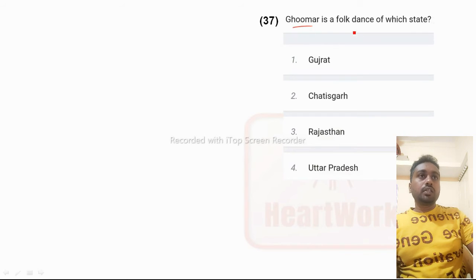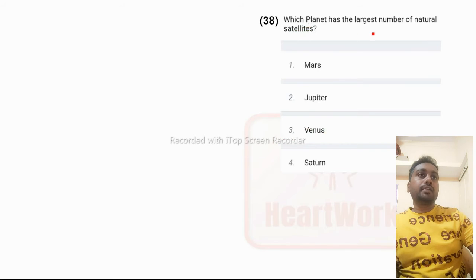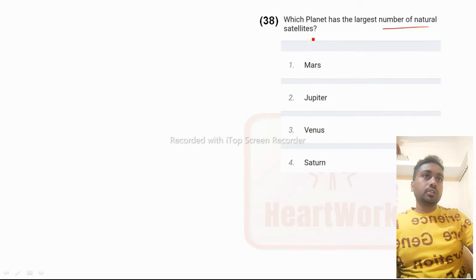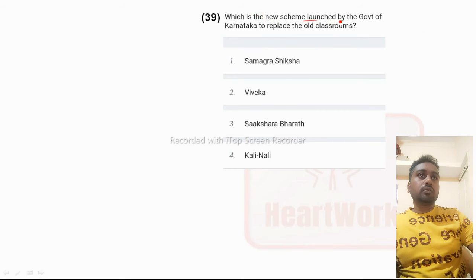Ghumar. Ghumar is folk dance of which state? So it is folk dance of Rajasthan. Which planet has the largest number of natural satellites? So Saturn has the largest number of satellites. Which of the new scheme launched by the government of Karnataka to replace the old classroom? So it is Viveka schemes.